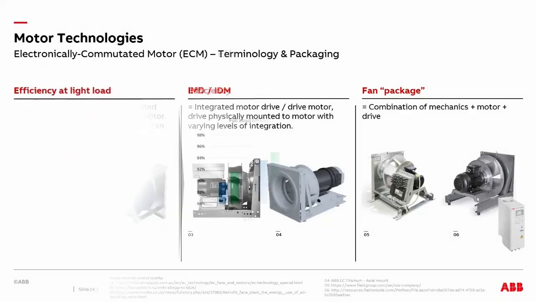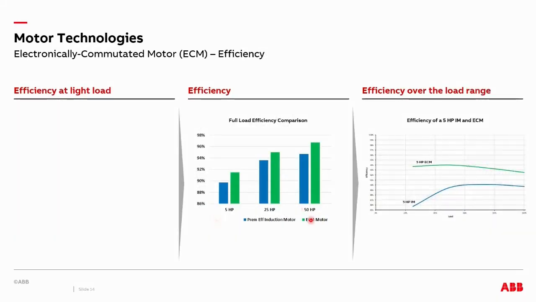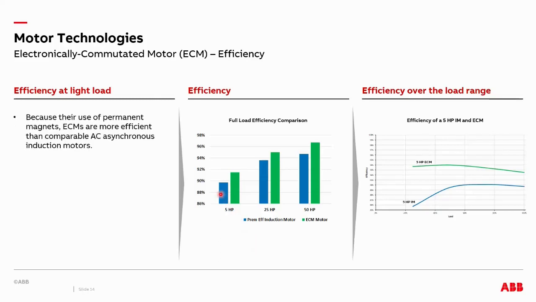So here we have a bar graph that shows the efficiency of each motor when it's running at full speed and at full load. As you can see, the premium efficient induction motor is 2 or 3 points less than the equivalent ECM motor. And this is primarily because of the use of permanent magnets, right? We've reduced quite a bit of rotor losses.